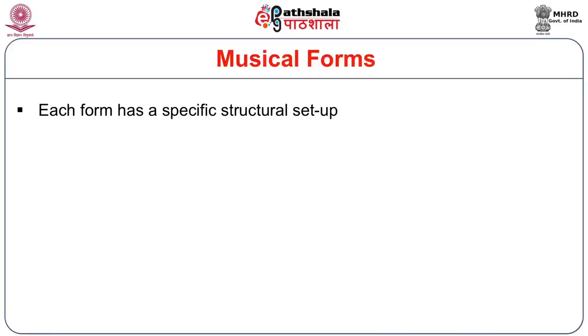Now let us have a look at what a musical form generally means. Each of these forms will have a definite structural setup. As I told you, the structural setup of a Kriti differs from a Varna, and also differs from a Jatiswaram. Jatiswarams are musical forms formed only of swaras. We don't have jatis or a meaningful text for them.